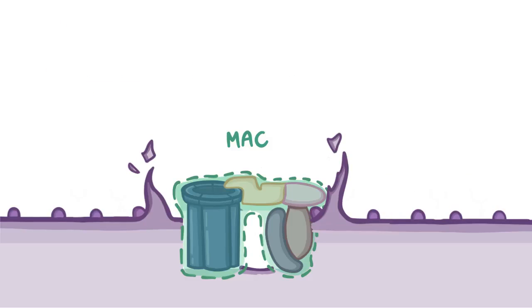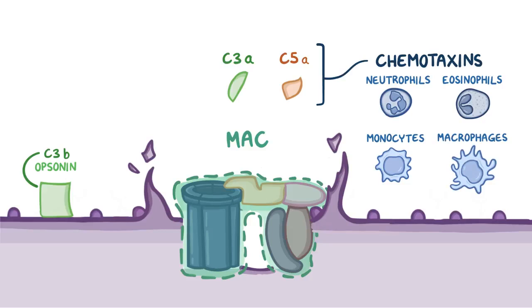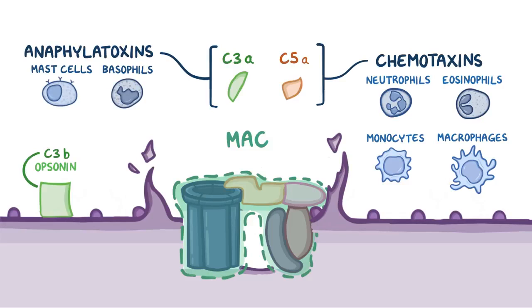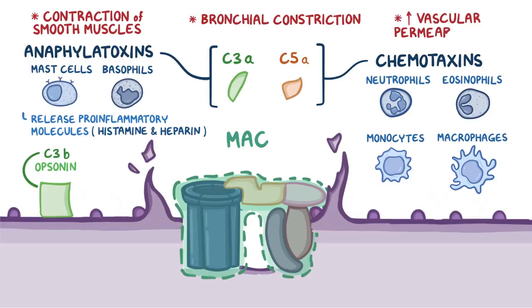The various complement fragments contribute to these three pathways, but also play other additional roles as well. For example, C3b serves as an opsonin, which means that it helps immune cells phagocytize debris. C5a and C3a also act as chemotaxins, which recruit neutrophils, eosinophils, monocytes, and macrophages to the site of inflammation. C5a and C3a are also anaphylatoxins, which means that they help basophils and mast cells degranulate, releasing pro-inflammatory molecules like histamine and heparin into the area. This can cause contraction of the smooth muscles, bronchial constriction, and increased vascular permeability.